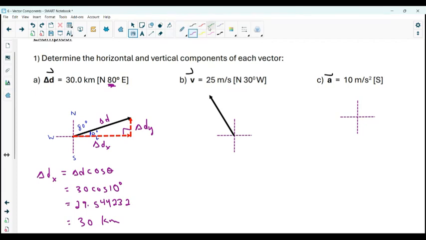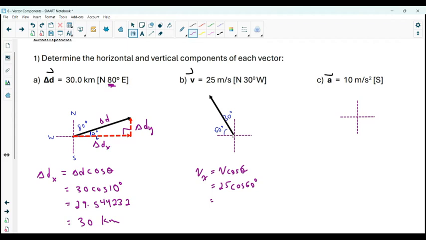Okay, so if I want to put in my values here, I said this is 30 degrees, so that means this has got to be 60, right? Because they have to add up to 90. So I have that angle in between the x-axis and my vector. And this is the velocity, right? So I'll say velocity in the x direction is the velocity times the cosine of the angle. So that's 25 times the cosine of 60.